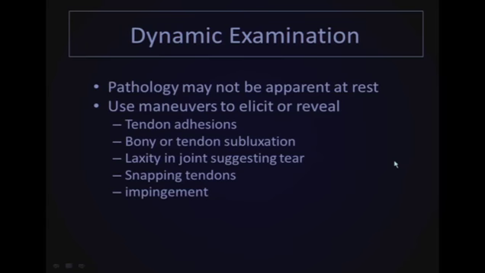Lastly, we want to talk about the dynamic examination, because this is definitely one of the biggest benefits of ultrasound, that we can perform a dynamic examination in real time, because as we know, pathology may not always be apparent at rest. We can have the patient perform maneuvers to elicit or reveal pathology, including tendon adhesions, subluxation of bones or tendons, which can cause a snapping sensation. We can look at laxity in the joint to see if we're looking at a partial or complete ligamentous tear, and we can look for impingement, such as in the shoulder or in the ankle.